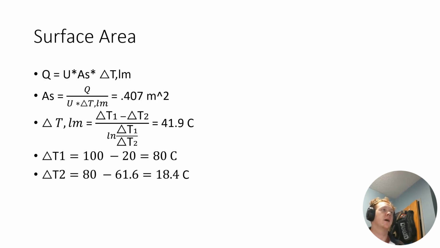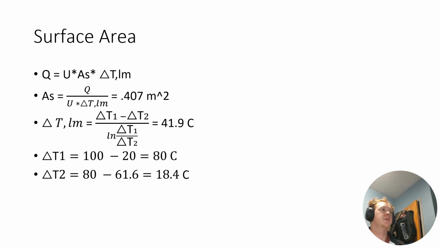The surface area. The surface area was a more complex and challenging problem. The surface area equation that I used was Q equals U times AS times the change in temperature log mean. So solving for AS, I ended up getting 0.407 meters squared.